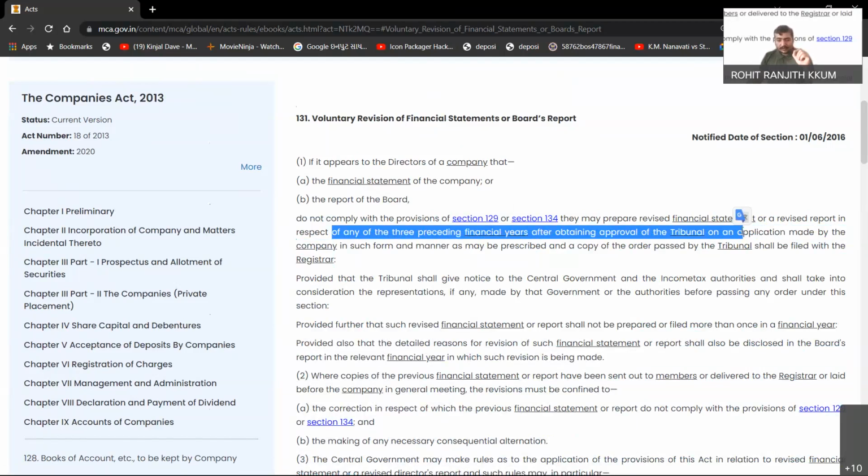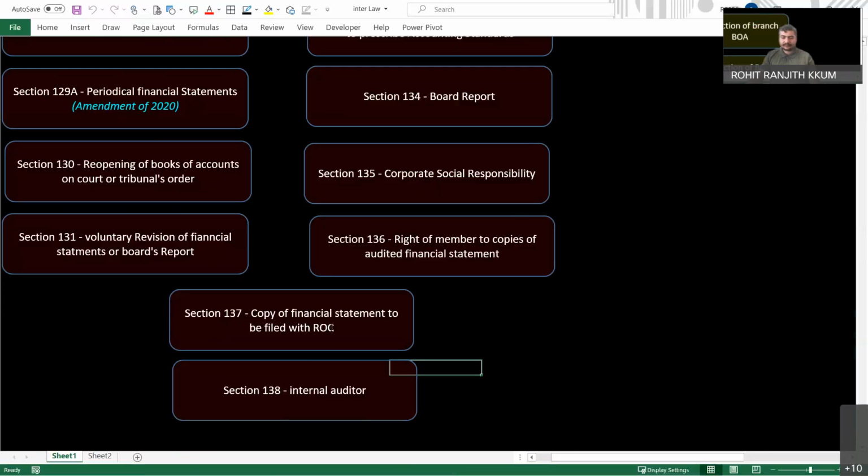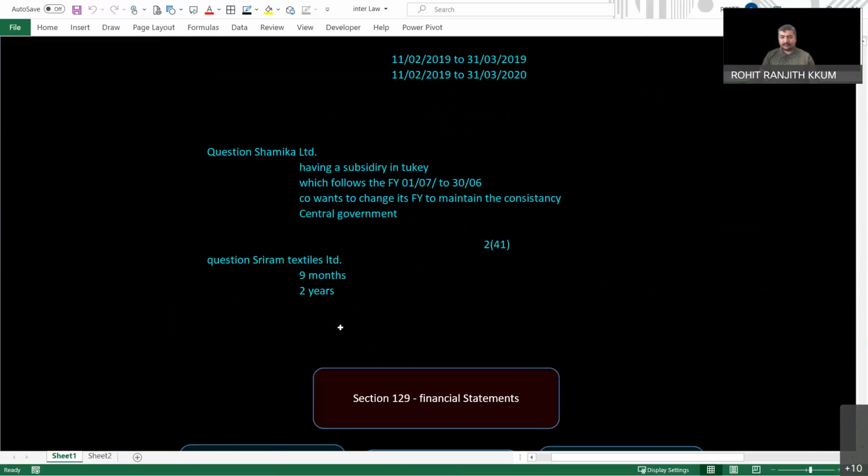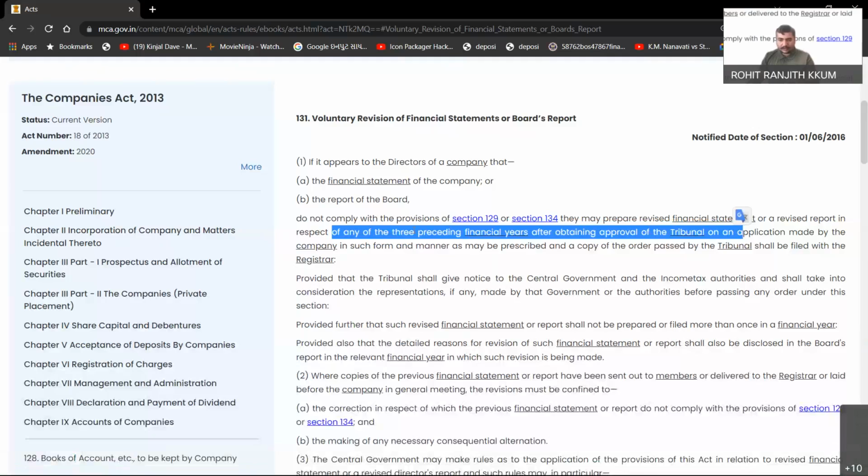Understand. 130 and 131, what is the major difference here? If you read it over here, in 130, court as well as tribunal was there, whereas here if you look, only tribunal is there. So without tribunal's order, you are not allowed to do this, and maximum we can do only for the last 3 years.